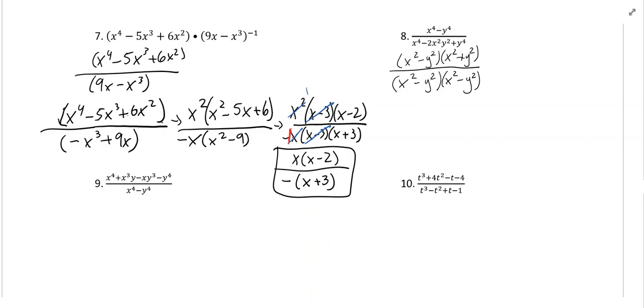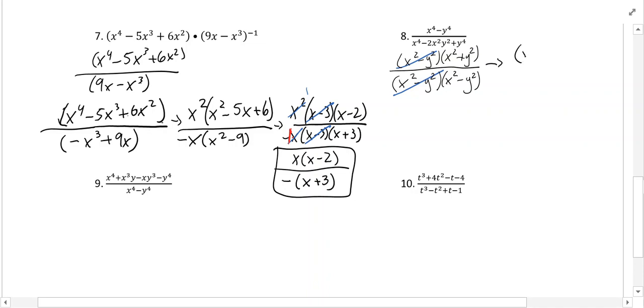So at this point, again, you can cross out the x squared minus y squared on the top with the x squared minus y squared on the bottom. Now, you always want to make sure this is fully factored. So on the top, x squared plus y squared, that can't be factored anymore. So we're just going to rewrite it in the numerator, x squared plus y squared.